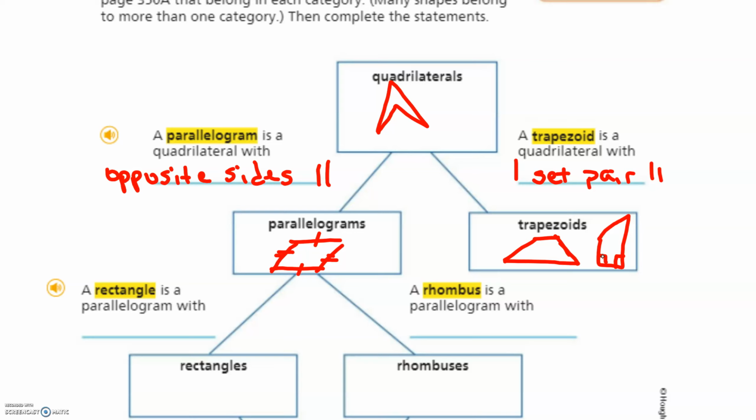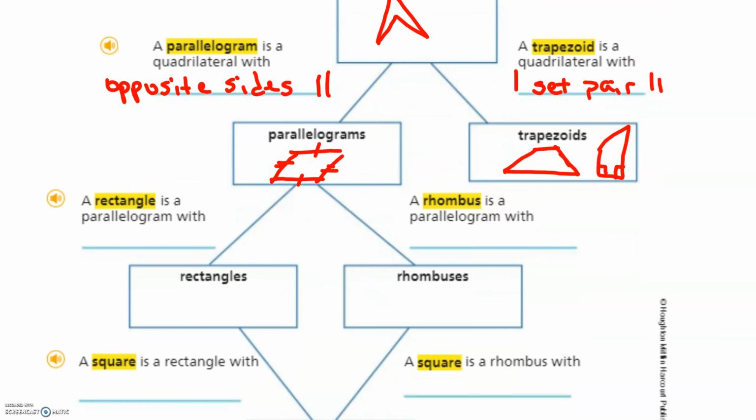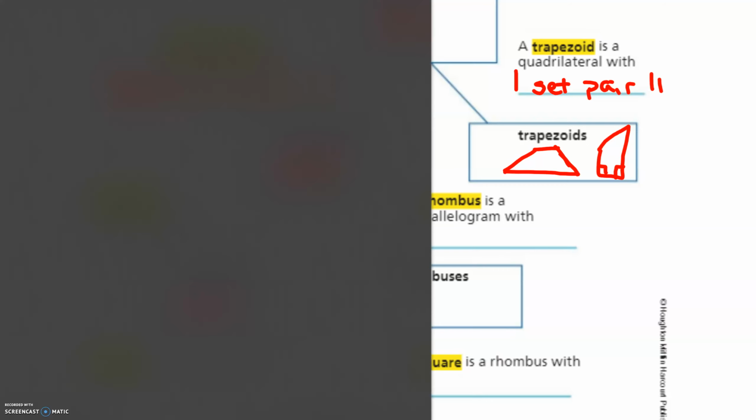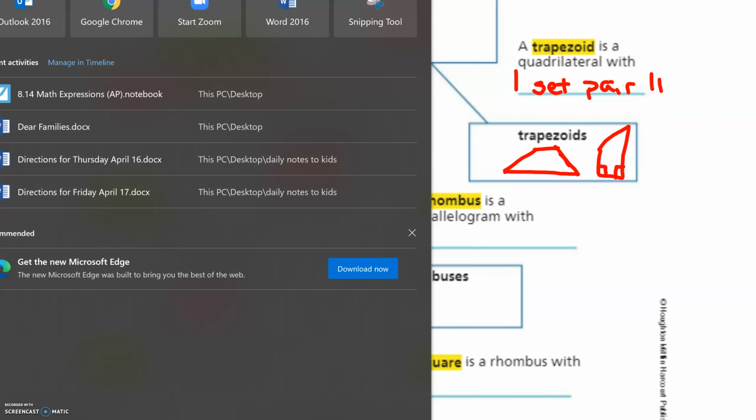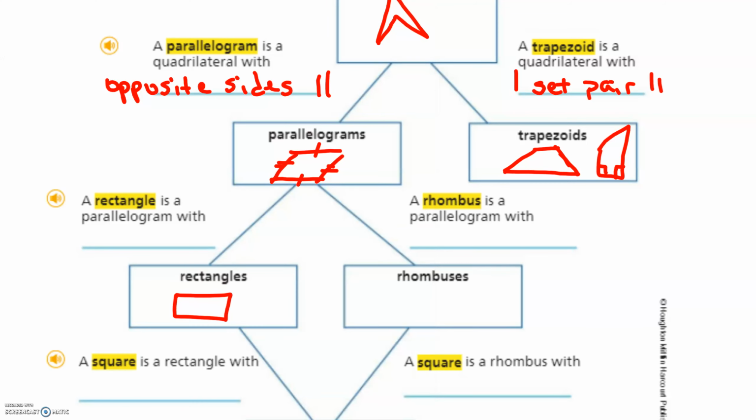Now moving on, we also have special parallelograms. So quadrilaterals, parallelograms, there's two names for two special kinds of parallelograms. First one is a rectangle, and I know you're really familiar with rectangles. Just go ahead and draw a rectangle. And if you compare those two, it's a parallelogram because the opposite sides are parallel, but it has four right angles.